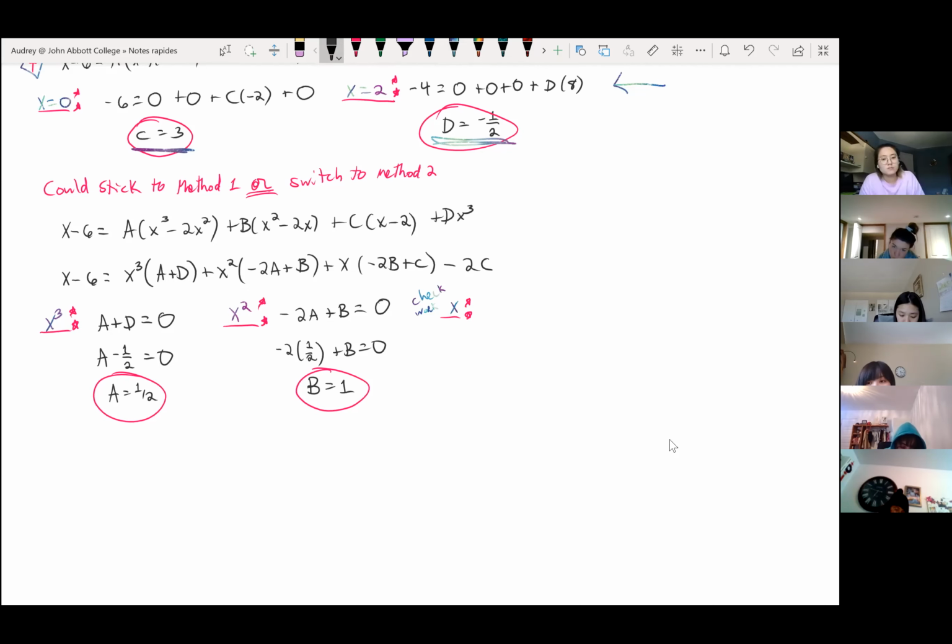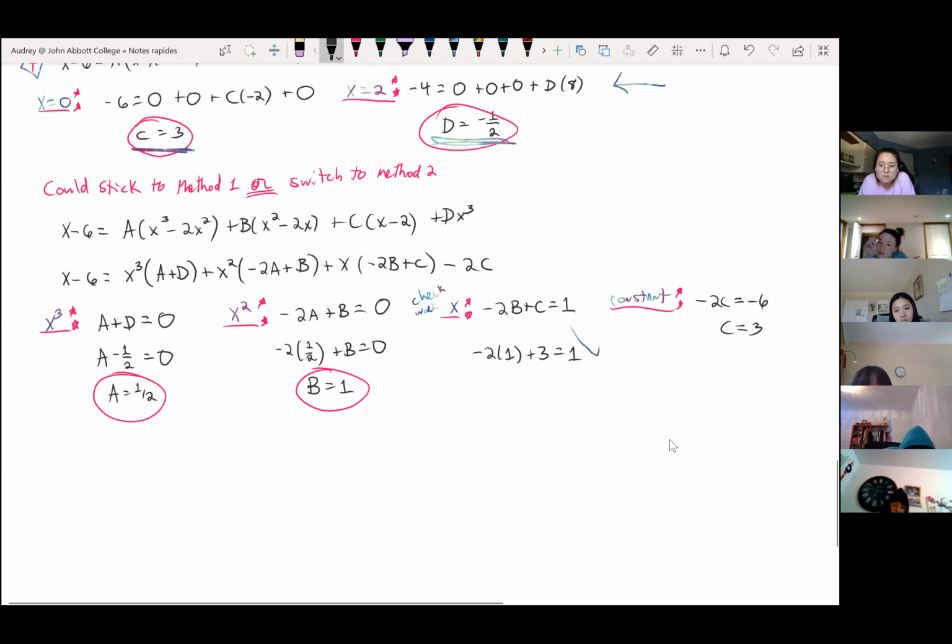I can say here, well, I know negative 2b plus c is going to equal 1. So that's negative 2 times 1 plus 3 is equal to 1, and that's true. So we probably are on the right track. We probably did things right. And I can also do my constant if I want. Negative 2c should equal negative 6, which would give me c equals 3, which we also already found using method 1.